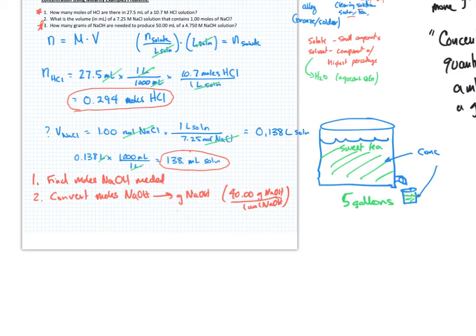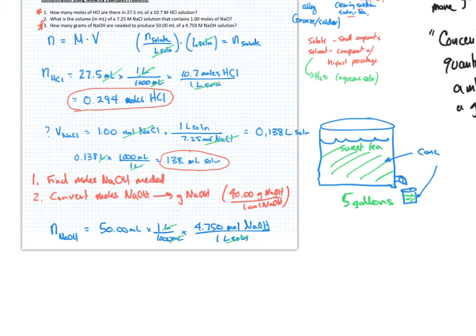So let's do step 1. So we're going to find n of NaOH, and you notice that's exactly the same type of problem as the first one. So we take the volume, 50 milliliters, times 1 liter per 1,000 milliliters, times 4.750 moles NaOH for every 1 liter of solution. This is an identical problem to problem number 1 that we did.